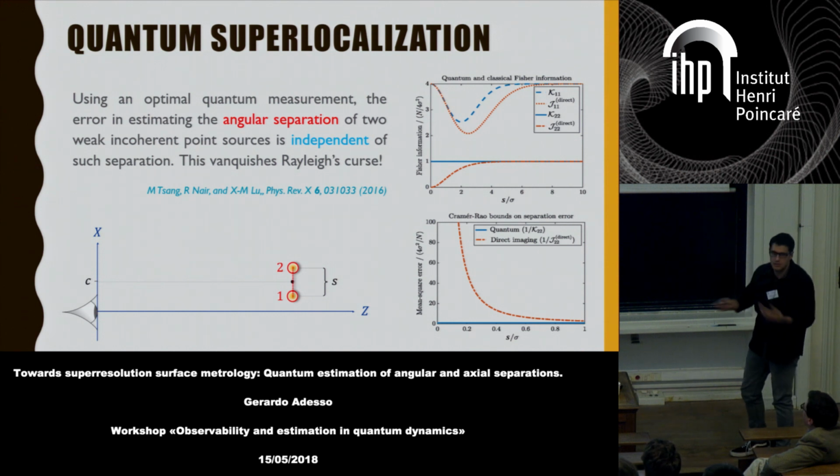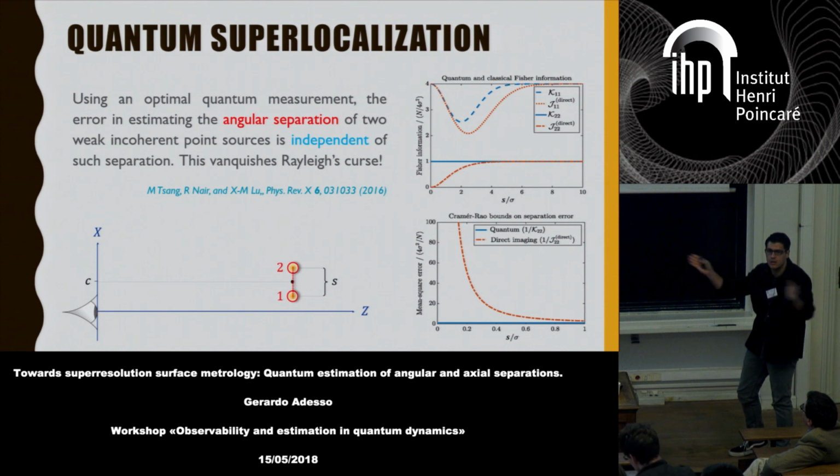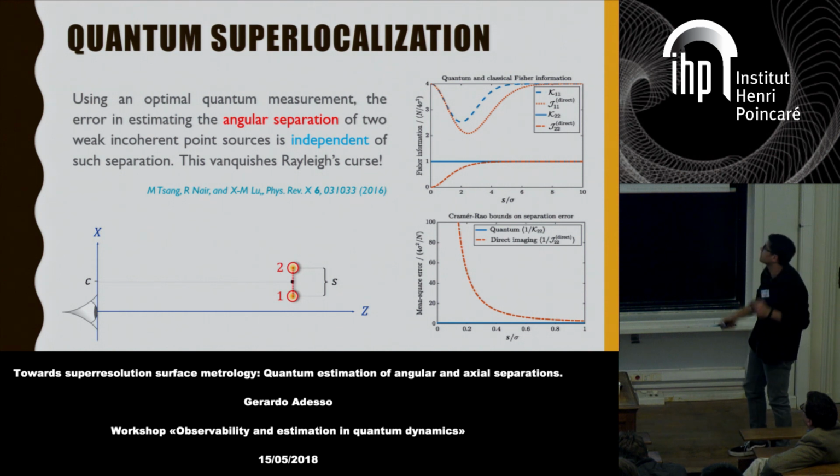But this is just because the measurement is not good enough. So according to the quantum Cramer-Rao bound, there exists an optimal measurement such that this error is completely independent. So you resolve arbitrarily well, no matter how close they are. And in fact, the Fisher information stays constant. The error stays constant because it's just the inverse.